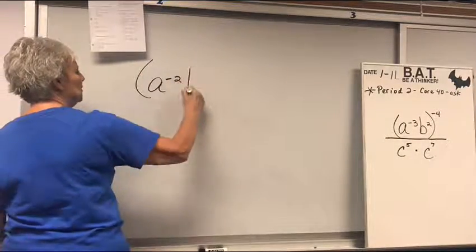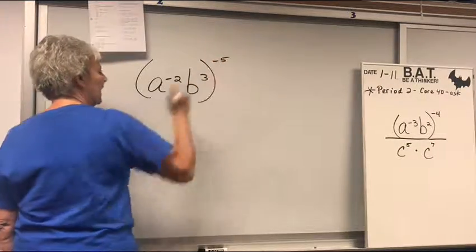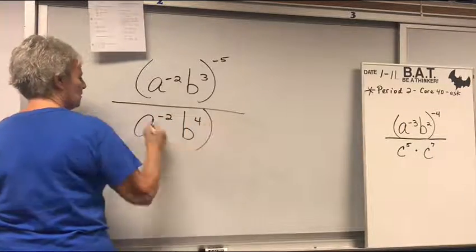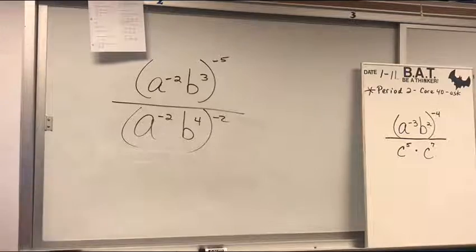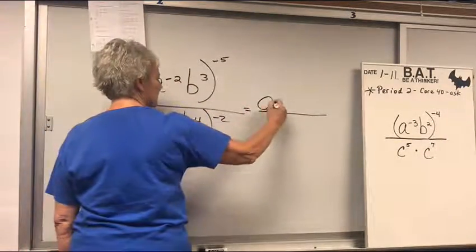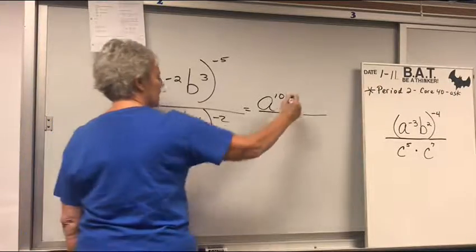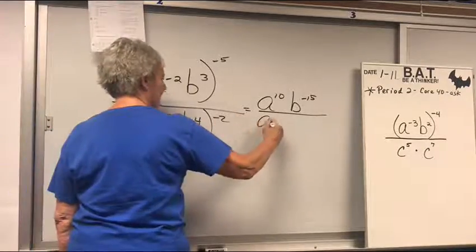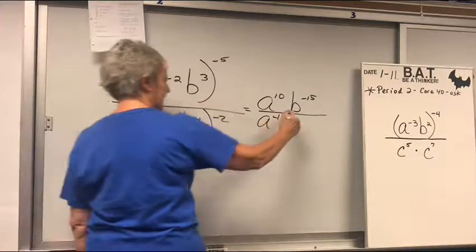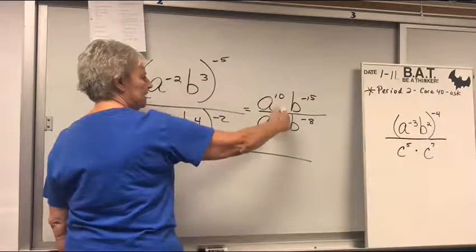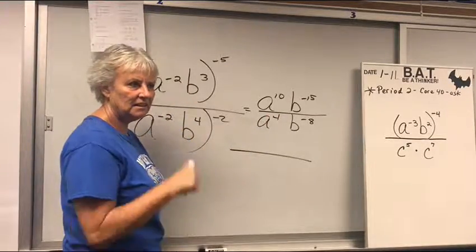All right, let's do a little harder one. A to the negative 2, b cubed, all to the negative 5, over a to the negative 2, b to the 4th, all to the negative 2. That's crazy, right? Get rid of parentheses first. A to the 10th, b negative 15, a to the 4th, b negative 8. Now let's do our moving. 10 and 4, we have an extra 6 on top.